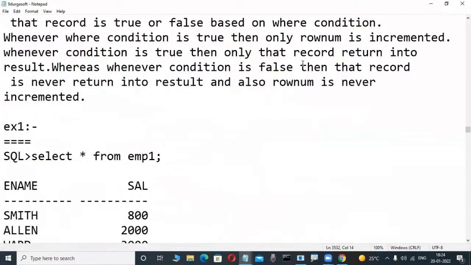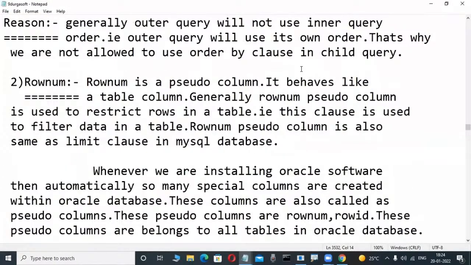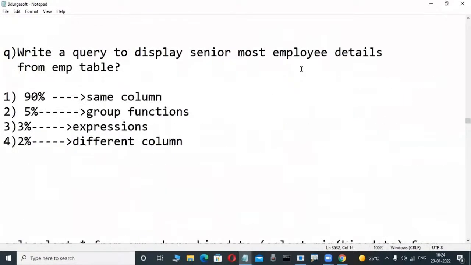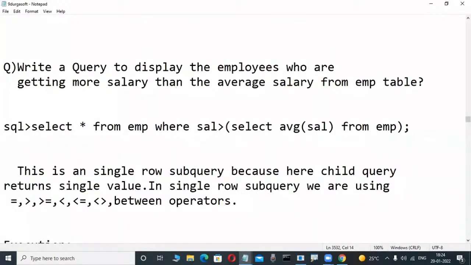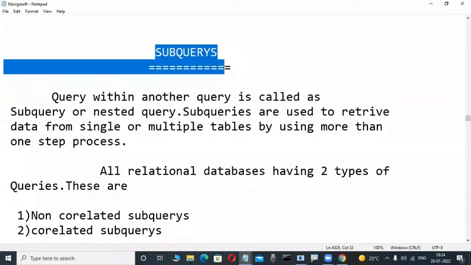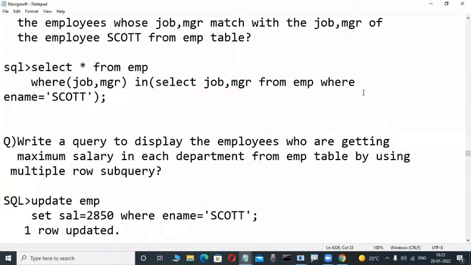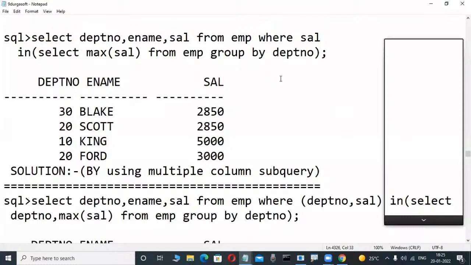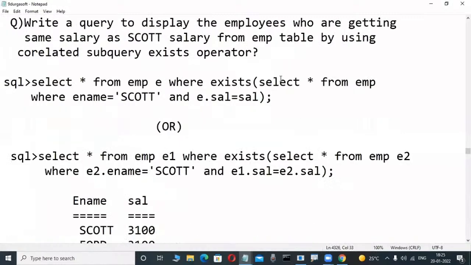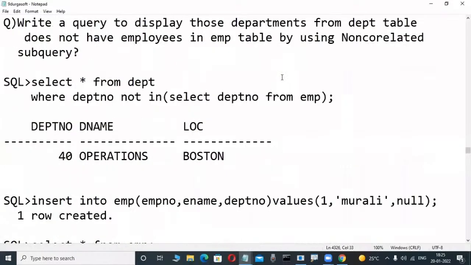A subquery is a query within another query, but with only one or two lines of coding. These are all the things we are learning in these days. These are the main chapters in a database, and subqueries are most powerful. In this chapter we also learn interview questions. Suppose you are attending an interview: display the nth highest salary employee, the second highest salary employee, or delete duplicate rows. We learn all those things in our course.